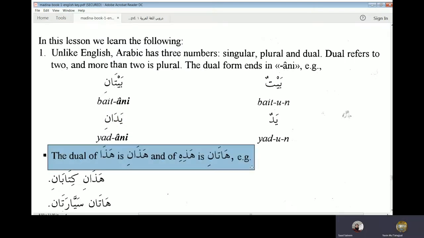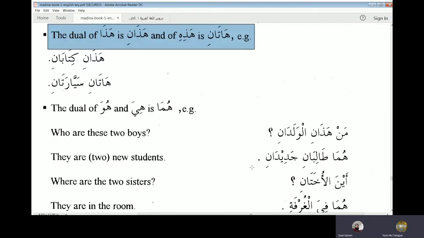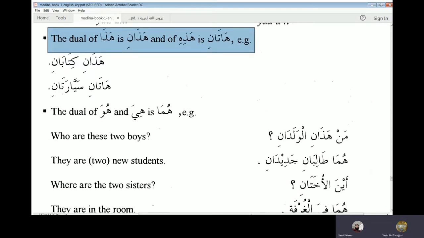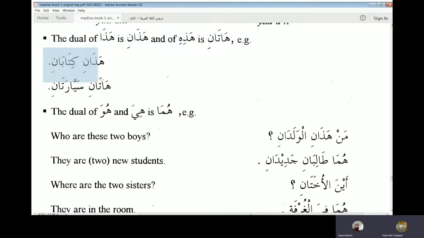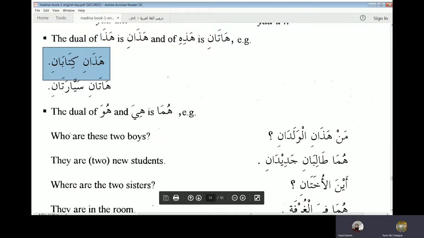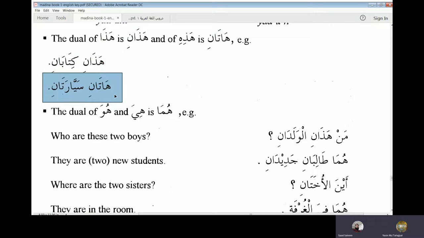So the dual of hadha is hadhani, and of hadhihi is hatani. Okay, hatani. Hadhani kitabani, this is two books. And hatani sayaratani.